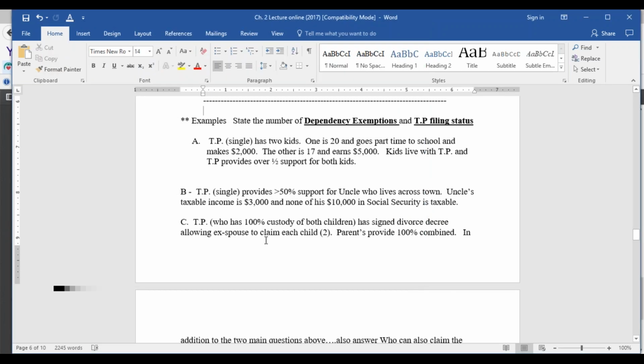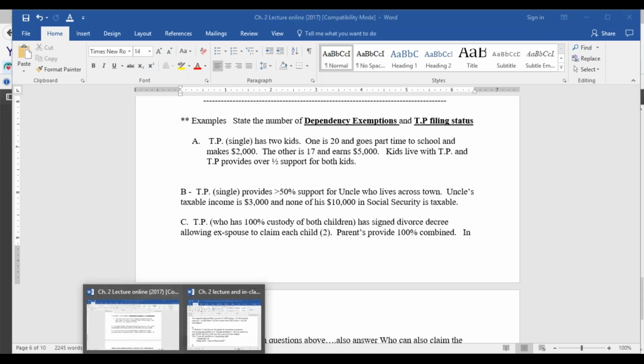All right, the second one here. The taxpayer provides over 50% of the support of his uncle who lives across town. The uncle earns $3,000. None of the additional $10,000 he gets in Social Security is taxable. So he works maybe a really small part-time job and does earn $3,000 on the side. Can the taxpayer claim this person as a dependent? Can they claim head of household, or must they claim single? Hopefully you will pause and just think about it, write down your answer.